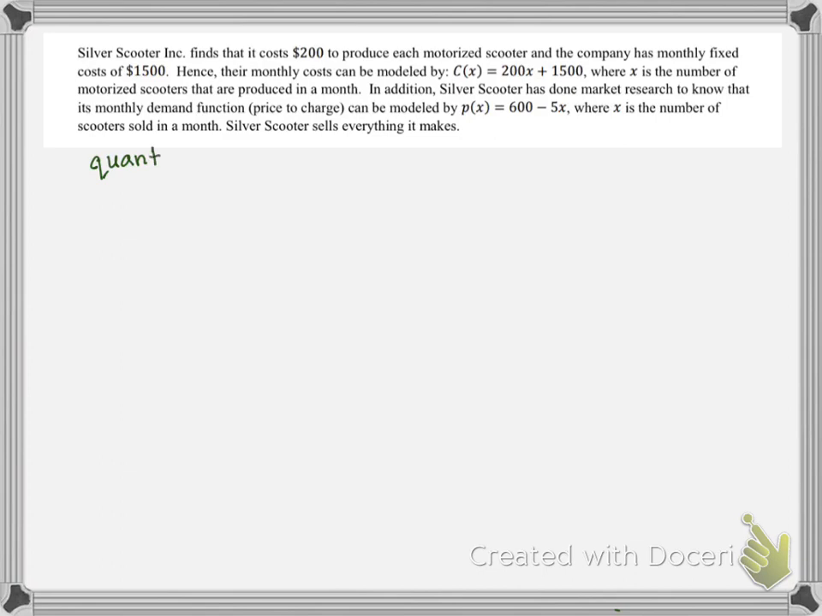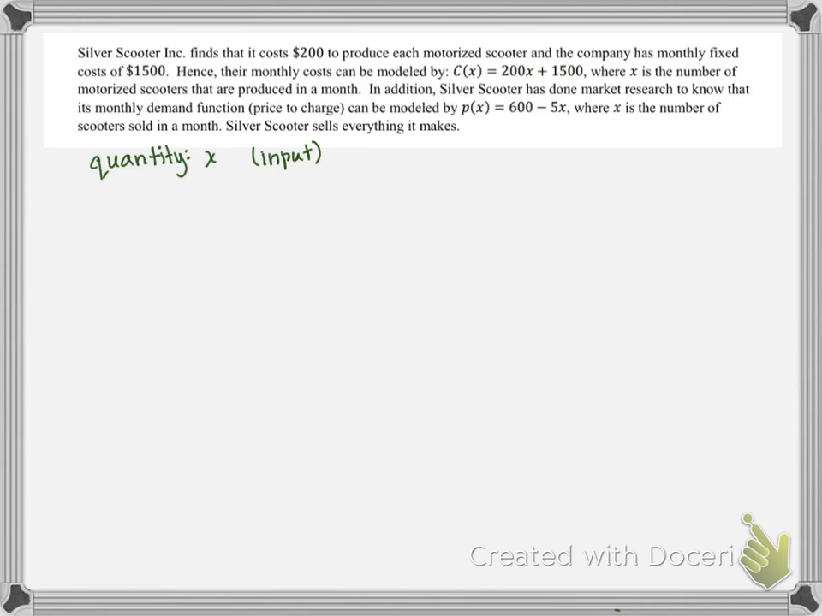Okay, quantity. Remember we said that quantity was going to be the input of all of our functions? Because that way we can work with them together. So if I find a quantity that, say, maximizes profit, I can use that quantity in my price function or my cost function or my revenue function to find the corresponding cost or price or revenue, because they all take the same input. So quantity is going to be our input for all functions. So that's x. Input for all of them.